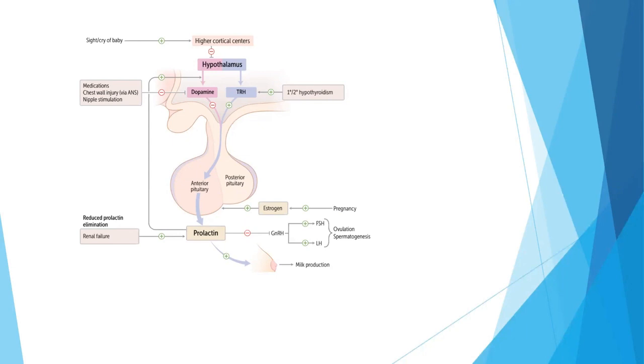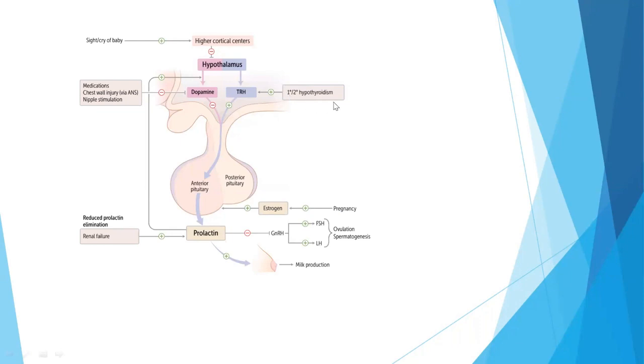Also, prolactin itself will have a negative feedback loop. When prolactin is in excess, it will stimulate the hypothalamus to produce dopamine, and this dopamine will inhibit the anterior pituitary from secreting prolactin. Some medications, like psychiatric medications and antipsychotics, and also chest wall injury and nipple stimulation, will inhibit dopamine production.